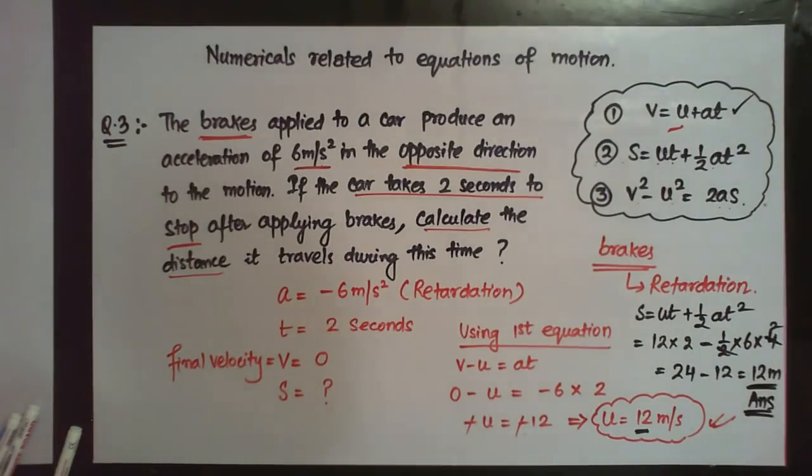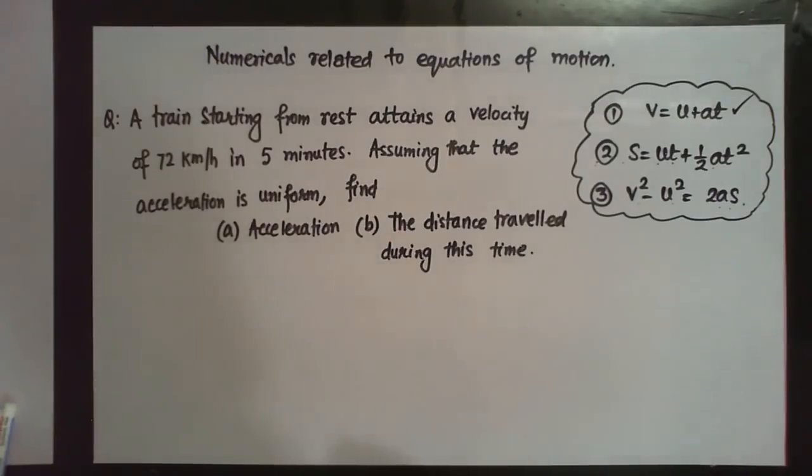Let us move on to another question related to equation of motion. Please look at this question now. A train starting from rest attains a velocity of 72 km per hour in 5 minutes. Assuming that the acceleration is uniform, we cannot always have a constant acceleration for a train. The acceleration keeps changing because the velocity changes. But in this question, it has been given to assume that the acceleration is constant. Find the acceleration of the train and the distance traveled during this time.